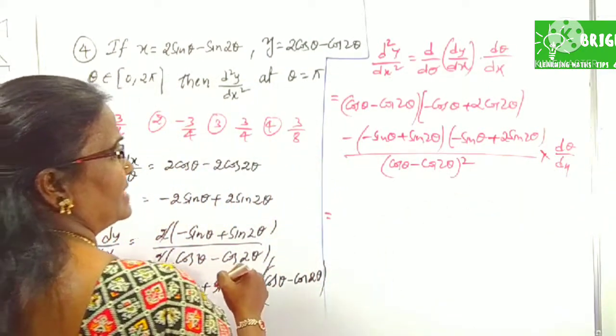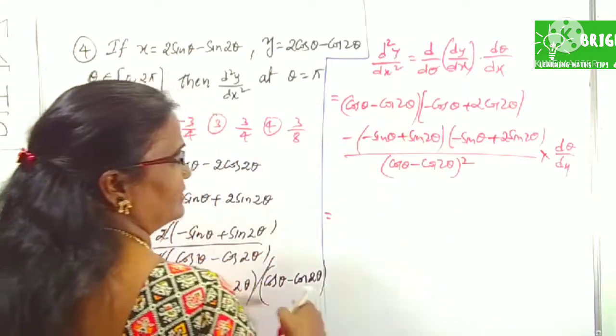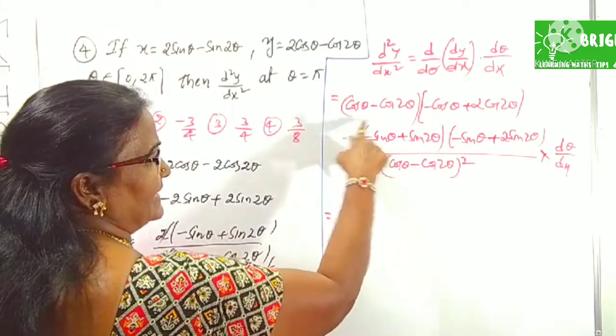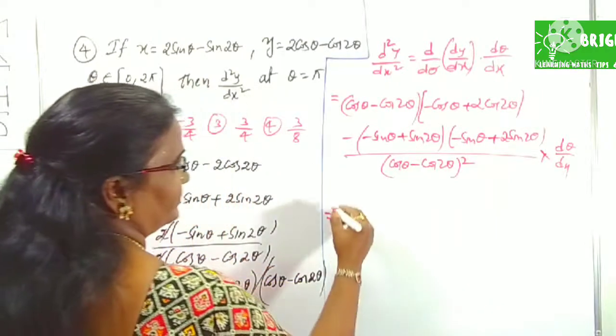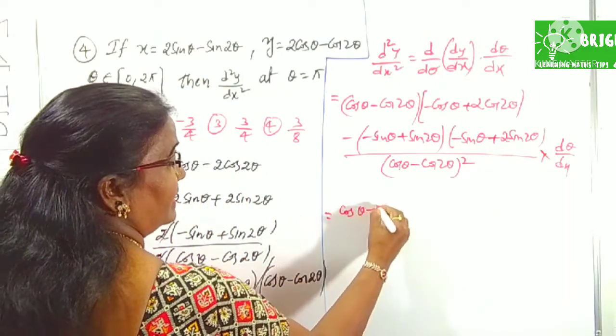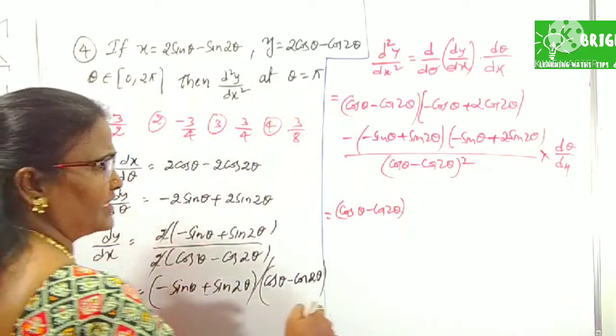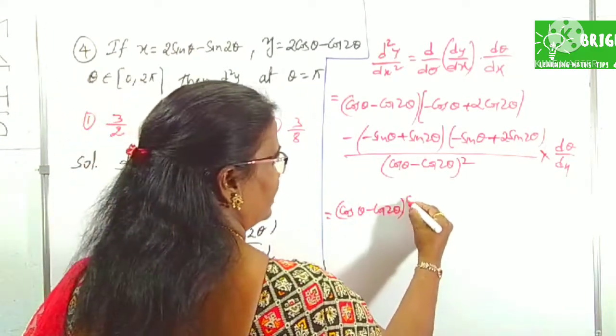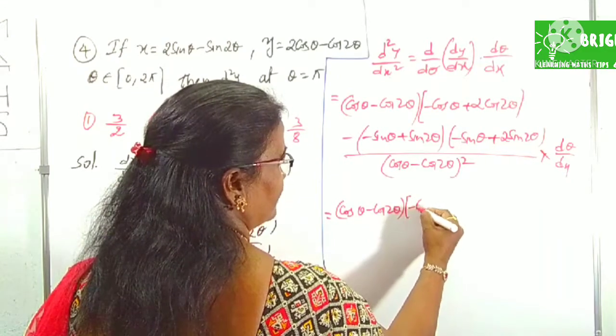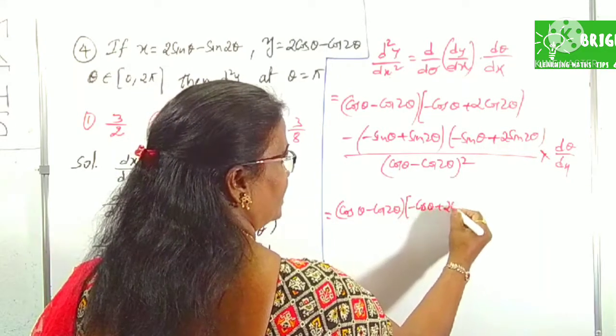We can understand what the simplification of this is. No need to worry here about simplification. So d theta by dx, if we take, is 1 by cos theta minus cos 2 theta. I am writing the expression as it is because the value is given, so no need to simplify. By substituting the value, you can get it easily. Minus cos theta plus 2 cos 2 theta.